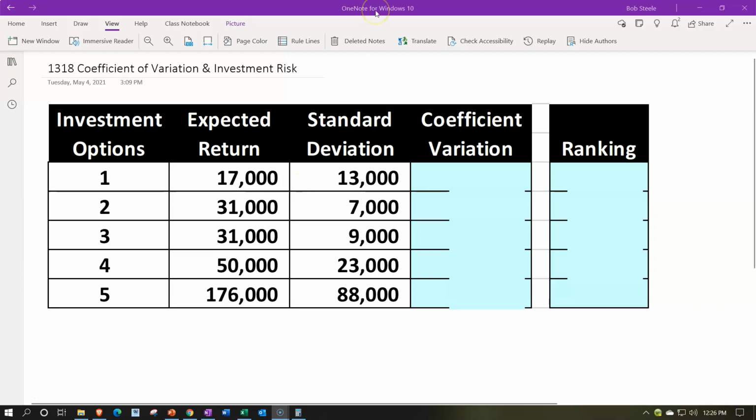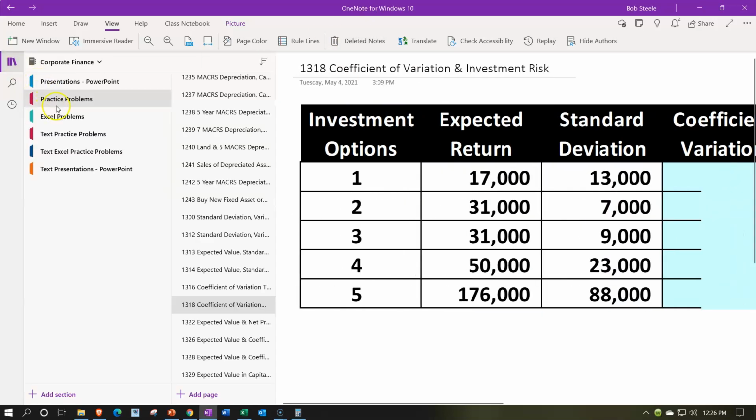Here we are in OneNote. If you have access to OneNote and would like to follow along, you're not required to, but if you would like to, we're in the icon on the left-hand side in the practice problems tab, then down in the 1318 coefficient of variation and investment risk tab. Also note, when using OneNote, take a look at the immersive reader tool.